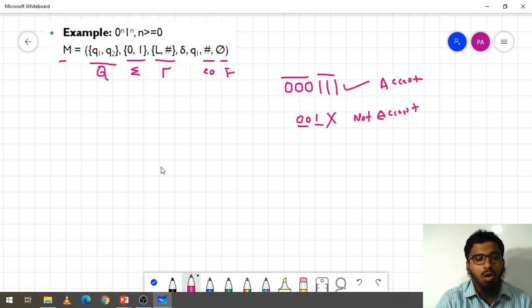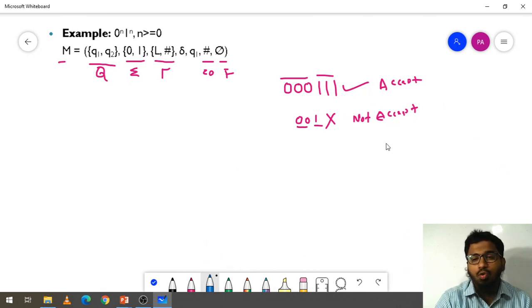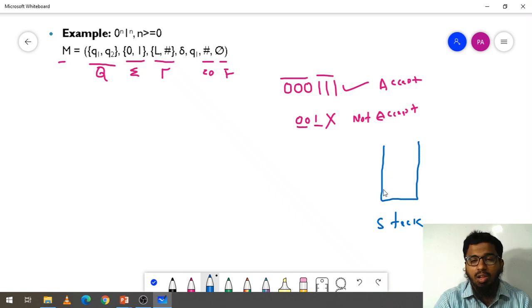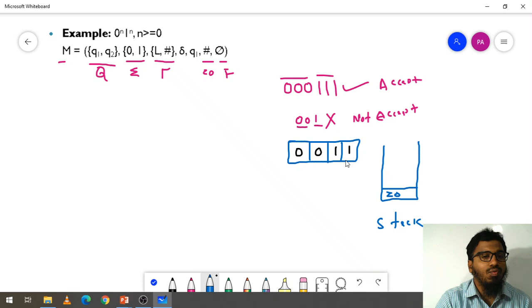So now we will do one thing. First of all, we will draw the stack, and in the stack initially there will be Z0, the initial symbol. And here I have the string. What is the string? As an example, I am considering 0, 0, 1 and 1. You know this string is valid, with an equal number of zeros and ones. We will take this string and solve it here.